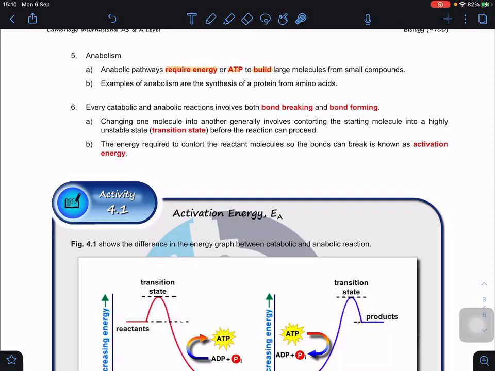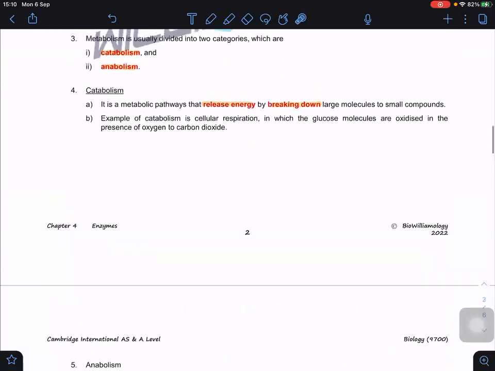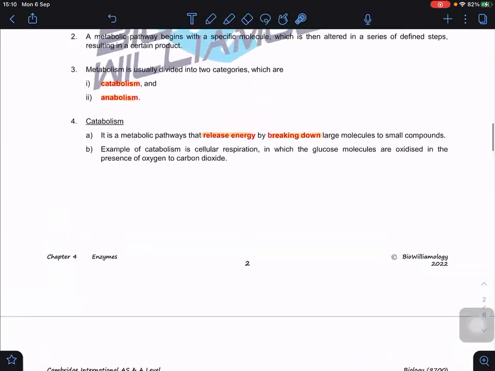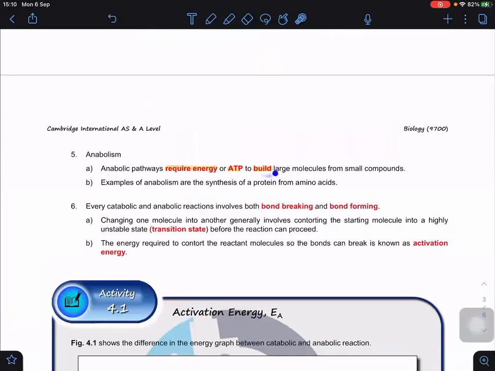Students are always confused. We do know that to break bonds, we need to absorb energy. Correct? In chemistry, you learn this, right? To form a bond, energy is released. But why do we say that breaking down a large molecule releases energy, but when you build up a molecule, we require energy? We have to know that for any reaction to take place, it involves both bond breaking and bond forming.